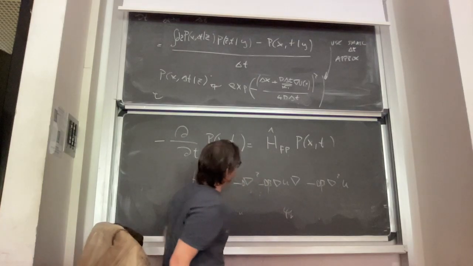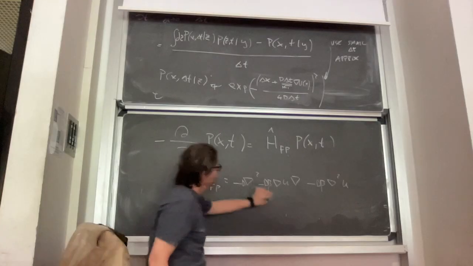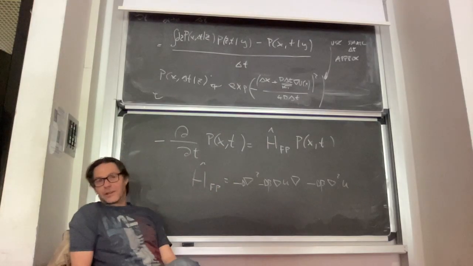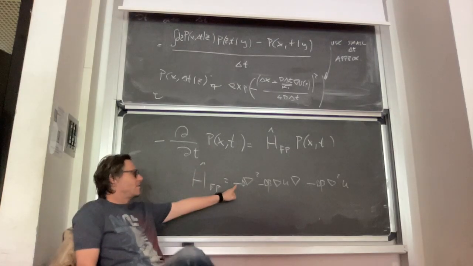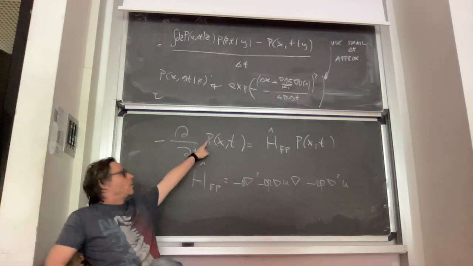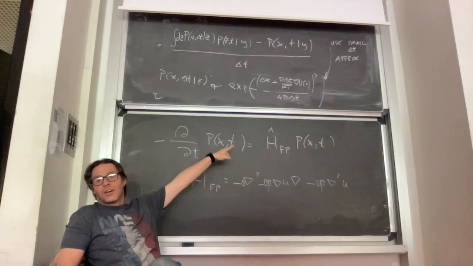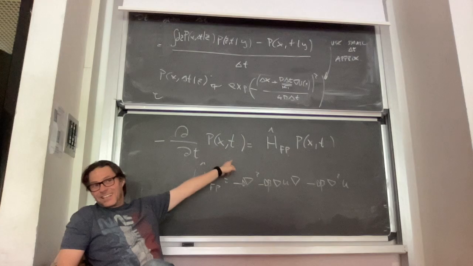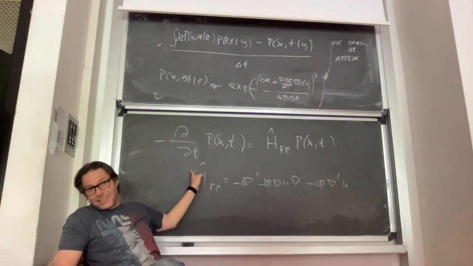Well, it should immediately be clear to you that this is by no means a Hermitian operator. Why? Well, let's look at it. The Fokker-Planck equation is a linear equation, so if each individual term is Hermitian, the operator is Hermitian, right?